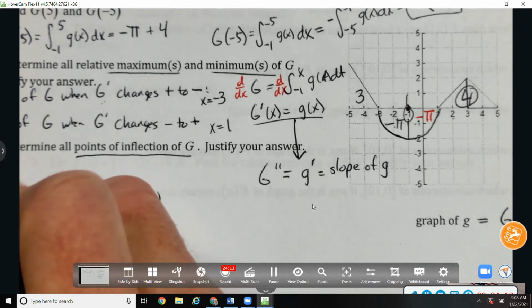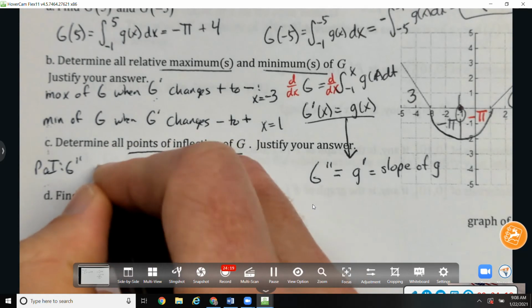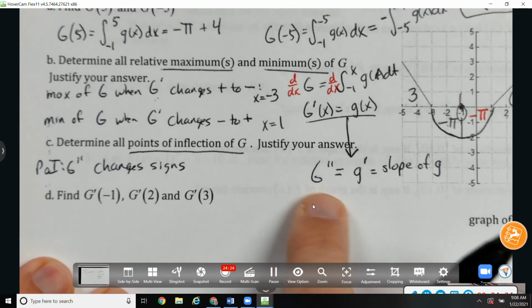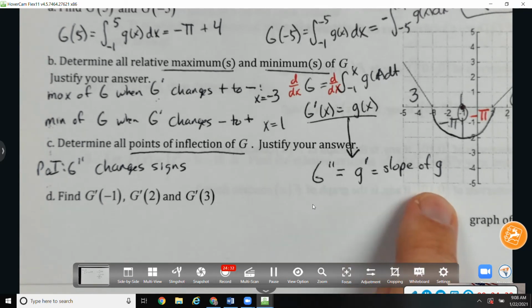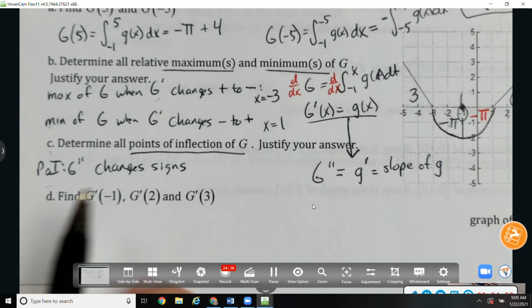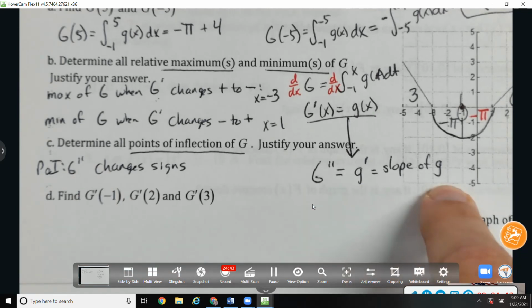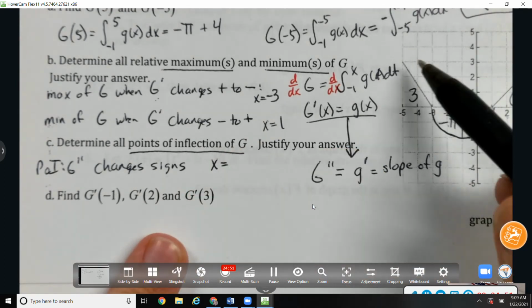So justify your answer. So POI happens when G double prime changes signs. And I've already said that G double prime is these other things, so I don't have to write out that that's where G prime changes signs, that's where the slope of G changes signs. If you need to write that out to kind of convince yourself, you can, but we're looking for where G double prime changes signs, and we've already explained what G double prime looks like. So now I can go to my picture, and the slope changes at what value of x?